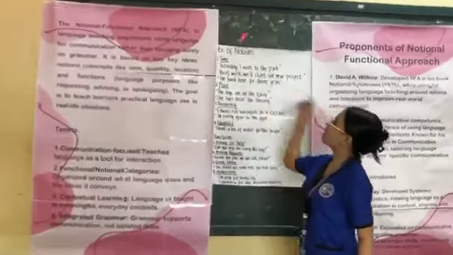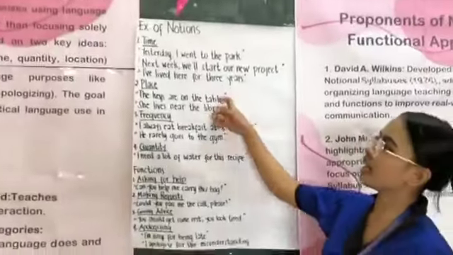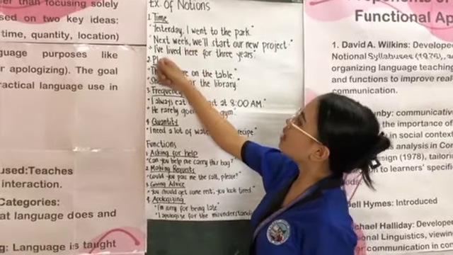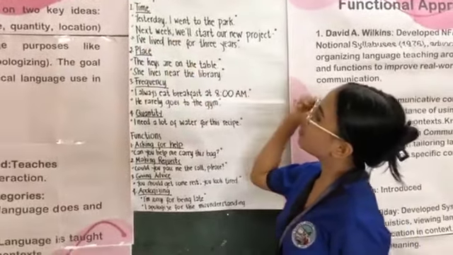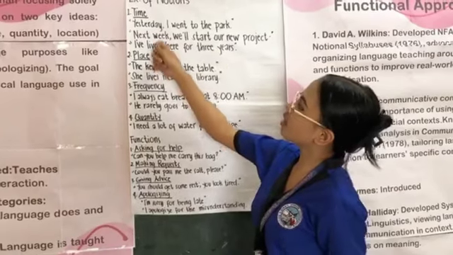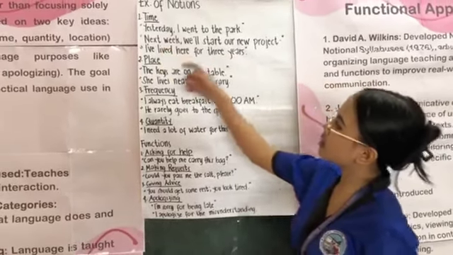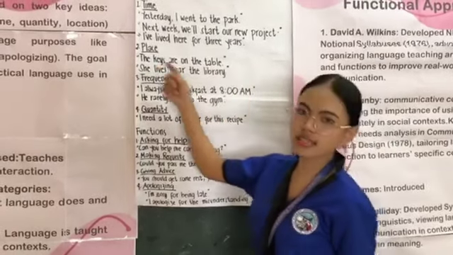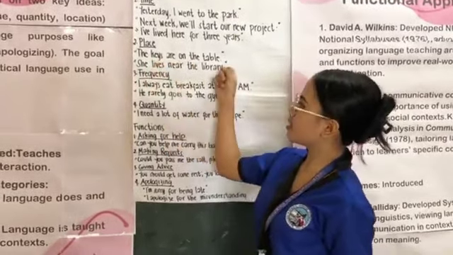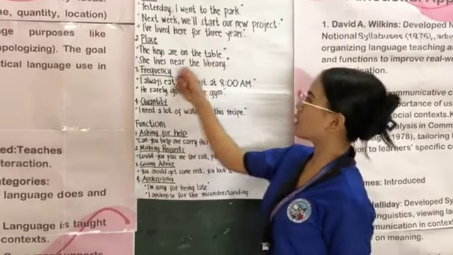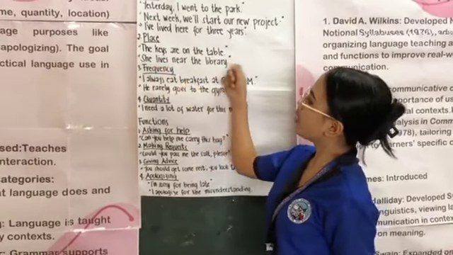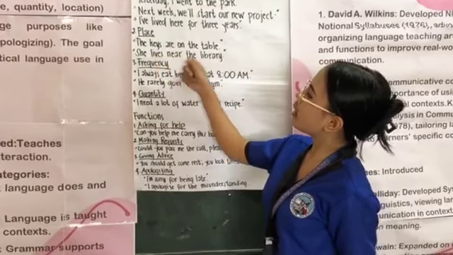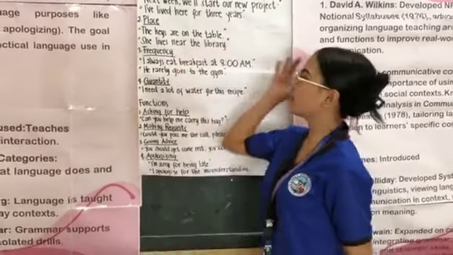Second, next week we'll start our new project. So the notion here is next week because it talks about the time of the sentence. And then, I lived here for 3 years. So the notion here is 3 years because it talks about time. Next is place. In the sentence, the keys are on the table, the notion is on the table because it talks about place. Next, she lives near the library. So the notion of the sentence is near the library.